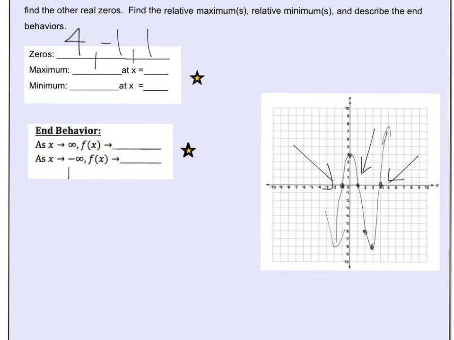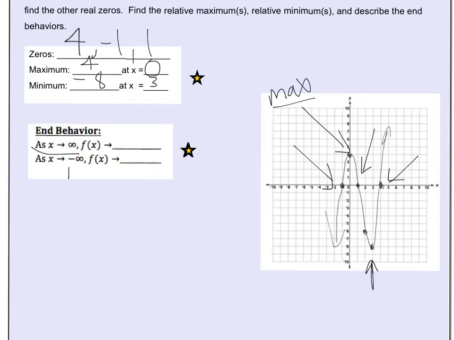So my maximum, I would say it's going to be right there. Okay, I would say that's going to be 4, and that's going to be at 0. My minimum is going to be here. That's my other turning point, and that's going to be at negative 8, and that's going to be when x equals 3.